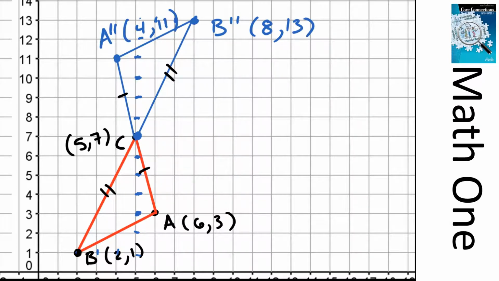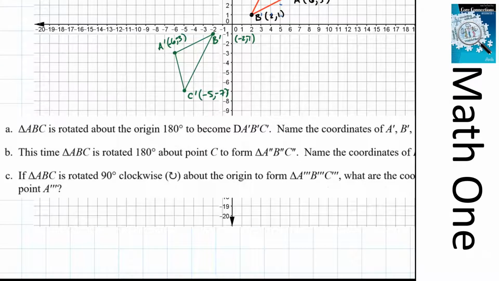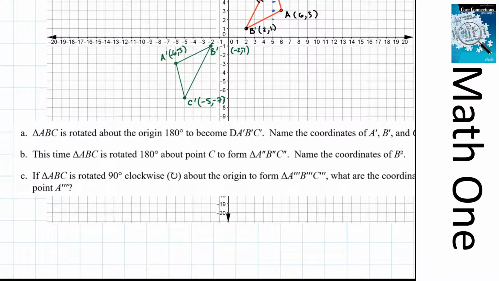Unfortunately, there's one more part of this. This is feeling a bit tedious. It says, finally, if triangle ABC is rotated 90 degrees clockwise about the origin, what are the coordinates of A triple prime?